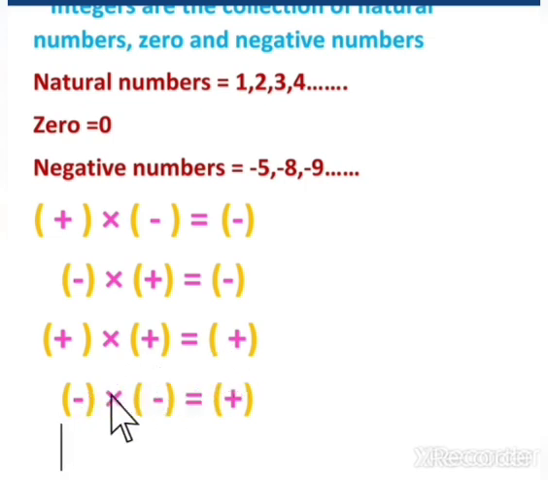So we multiply the same signs, minus into minus, so the answer is a positive sign.